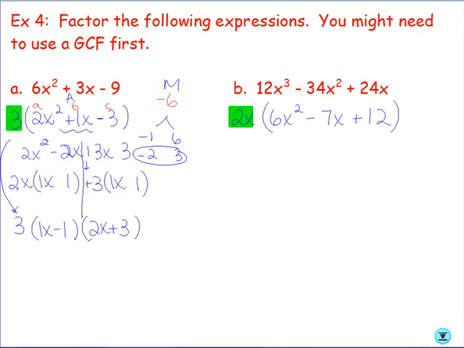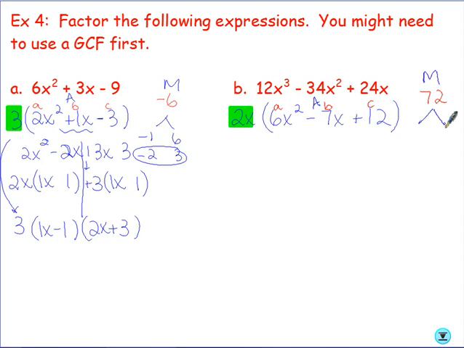Label A, B, and C. Multiply A and C, and we get 72. We are looking for two numbers that multiply to give us 72 and add to give us negative 17.